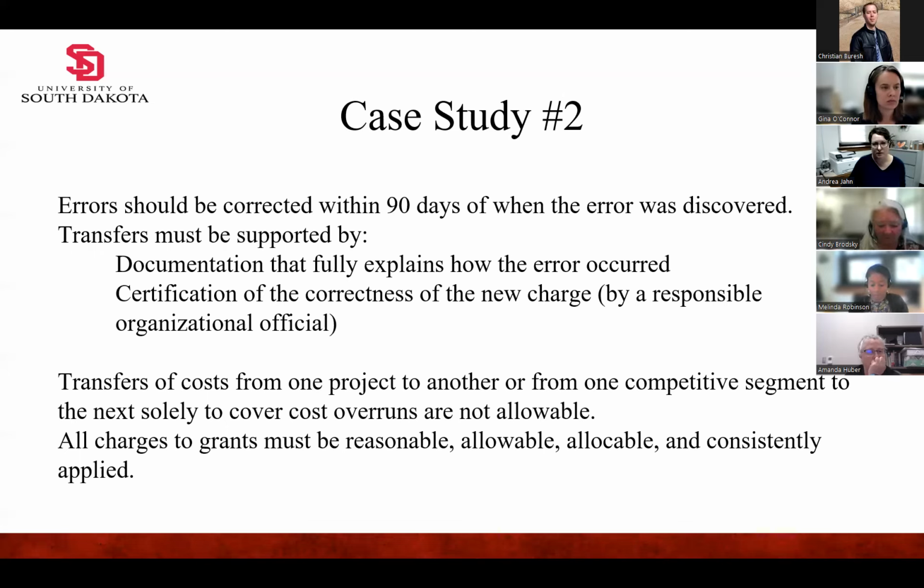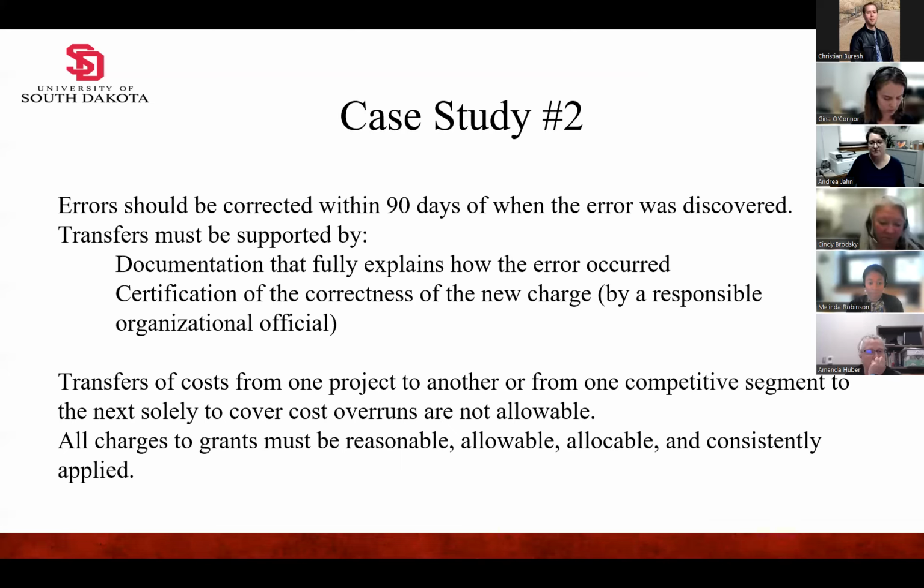But anytime that there's going to be a correction or a transfer, there's going to be documentation that's needed that fully explains how the error occurred and what the purpose of this transfer is. Typically someone in the department also needs to sign off on that to certify that yes, this was an error. Then it gets submitted to Grants Accounting, who does review these journal vouchers or recodes, so we have a chance to look at that internally. And then certification of the correctness of the new charge.